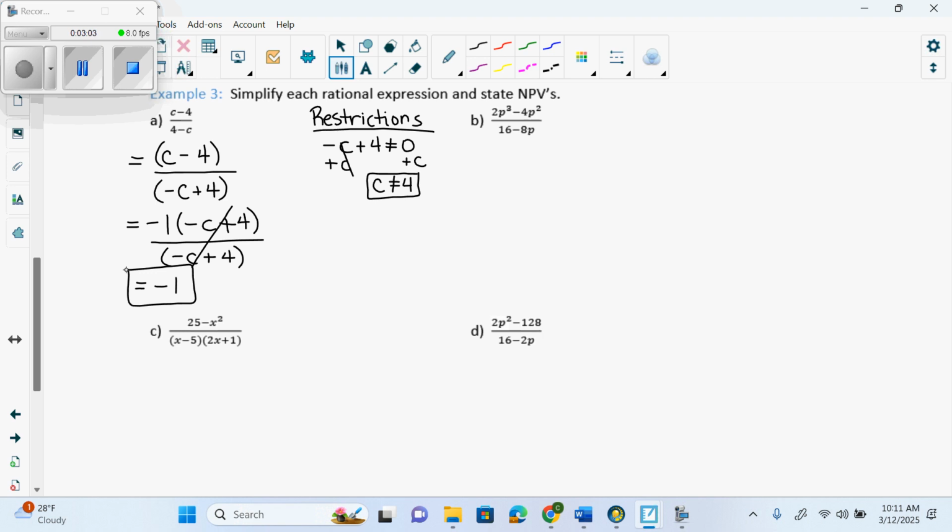All right. B. 2p cubed minus 4p squared over 16 minus 8p. So the top, the numerator, what can I take out of it? What can I take out as a GCF? 2 and a p squared. So I go 2p cubed, take out a 2p squared as division. So I'm left with just a p. Minus 4p squared divided by 2p squared, I'm left with a 2.